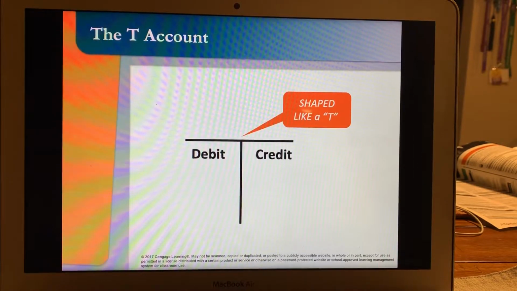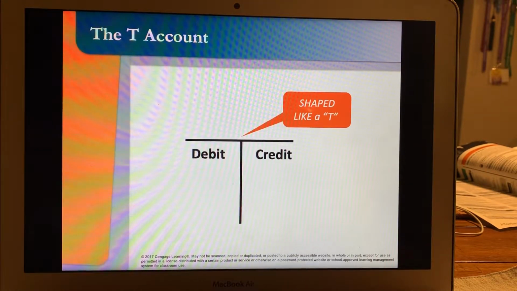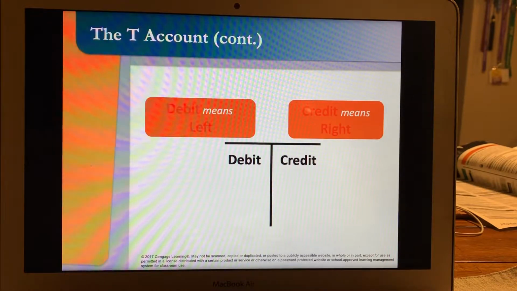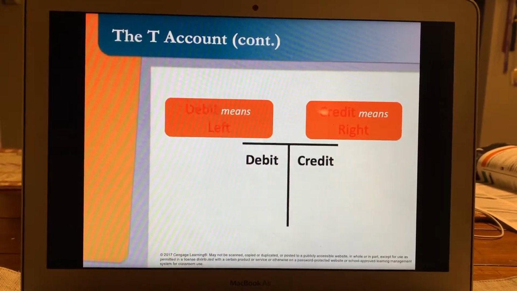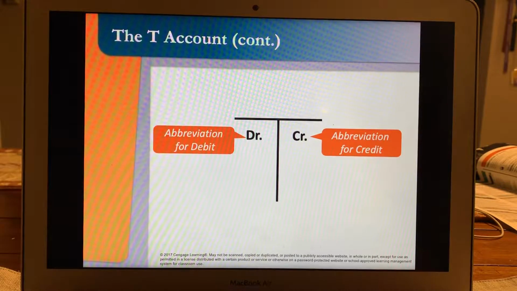So the T account, obviously it looks like a T, so debits are always on the left and credits are always on the right. Whenever we talk about double entry accounting, this is what we refer to. Debit means left, credit means right. Abbreviation for debit is DR period. Abbreviation for credit is CR period.